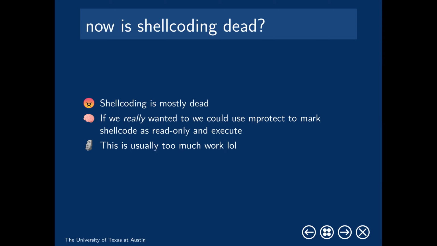So the point is that we could still use shellcoding, but it's now more work than it's worth. If we're going to do this whole ROP chain to mprotect and fix the binary, it's actually less work to just exploit the binary in a different way.